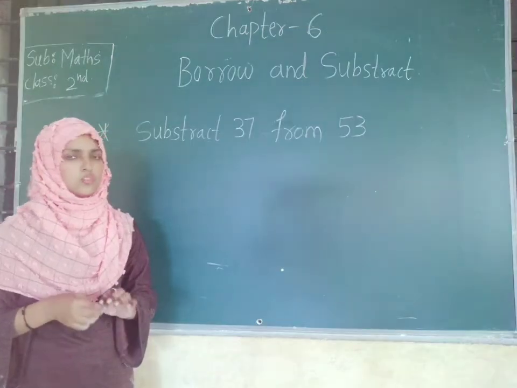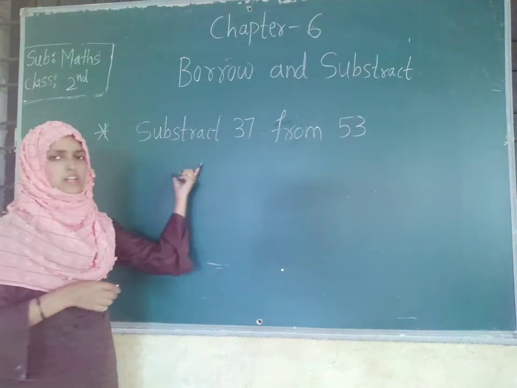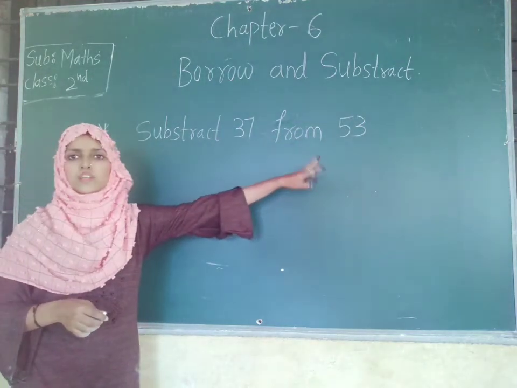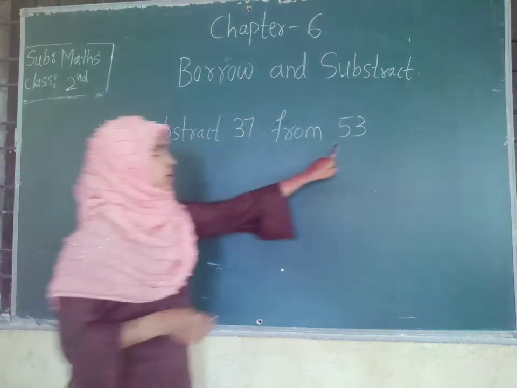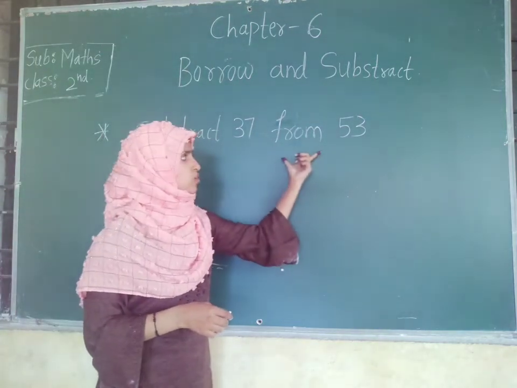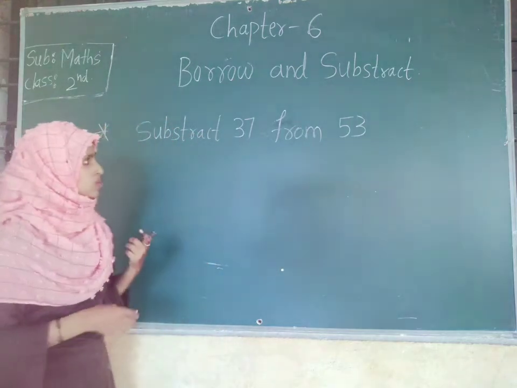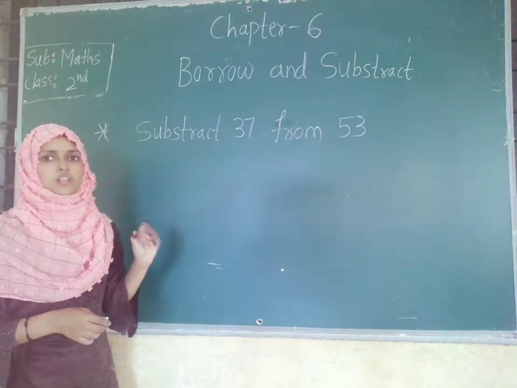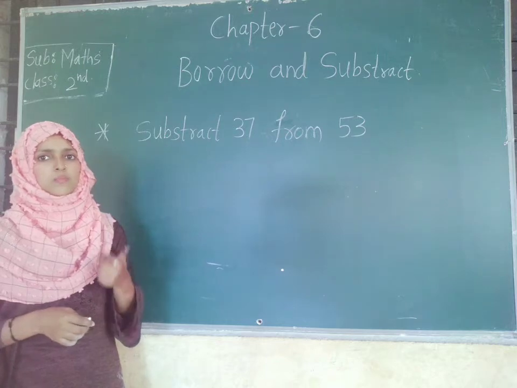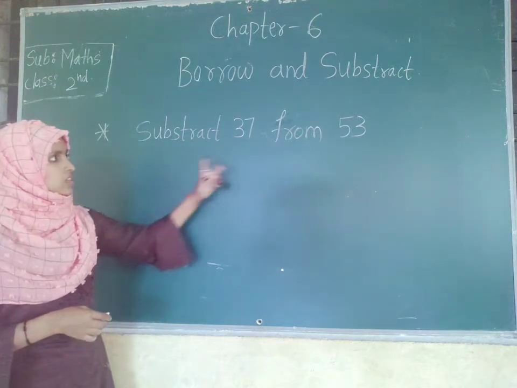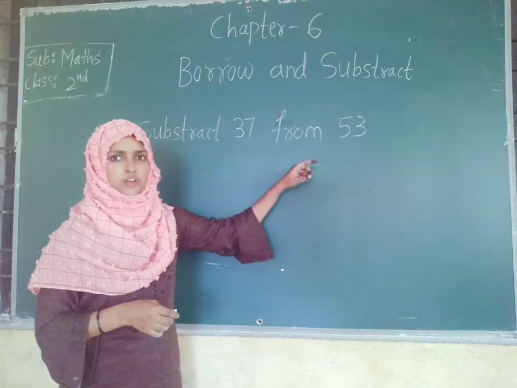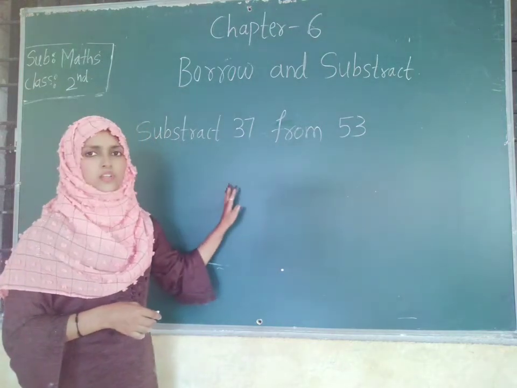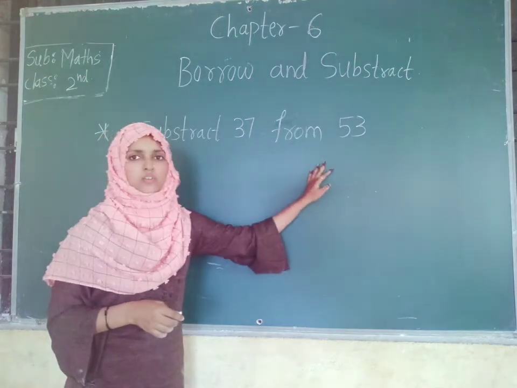So children, let us solve one more example. Subtract 37 from 53. Here they have given the two-digit numbers 37 and 53. Now we are discussing subtraction of a two-digit number with borrow. In these two numbers, which is the bigger? 53 is the bigger.